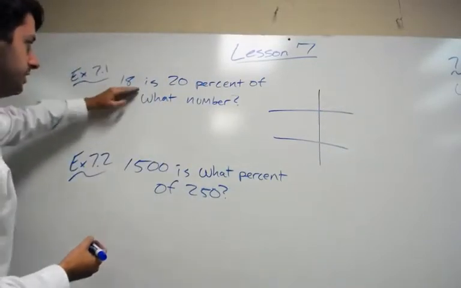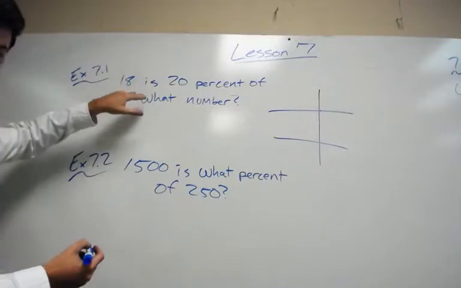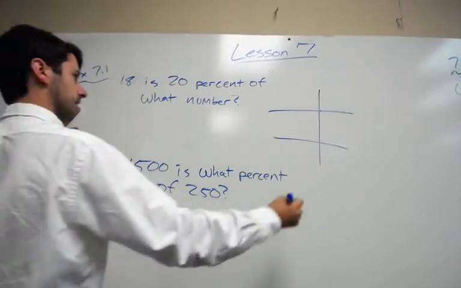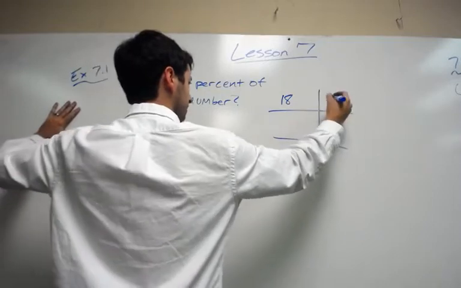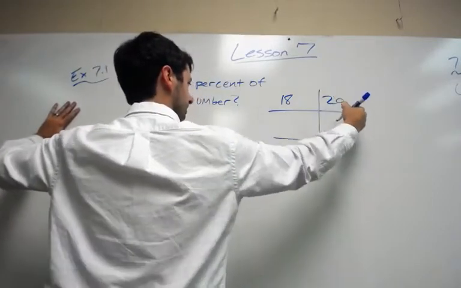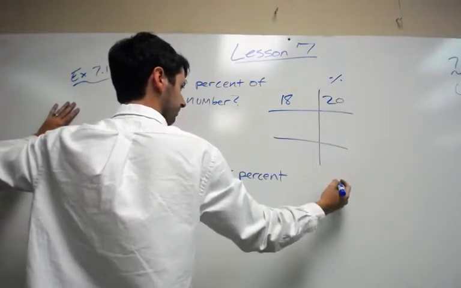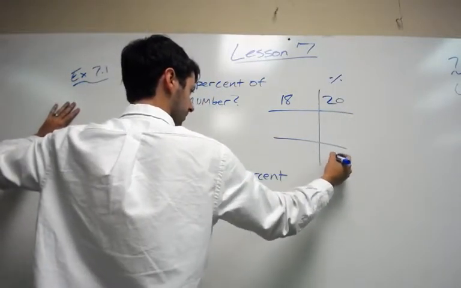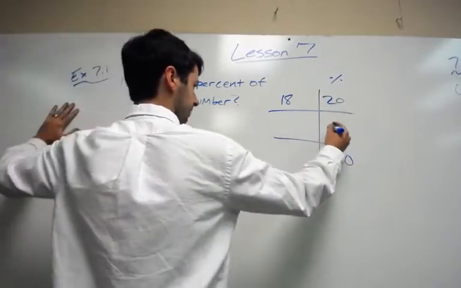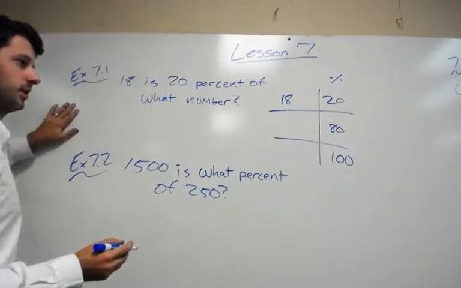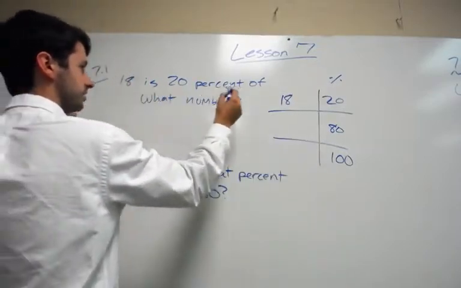Now we look at this part. It says 18 is 20%. 18 is 20%, that means those correlate. So I can say 18, this is kind of an is line, 20%. Now if this is my percent column, percent is always out of 100. That would make this blank 80, because 20 plus 80 is 100. But now I have my percent column, because it says 18 is 20%.